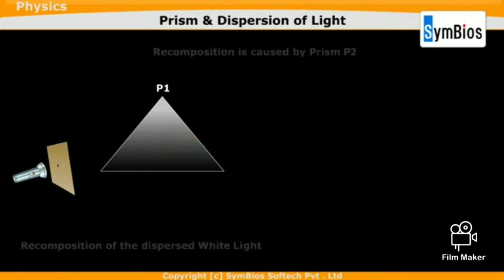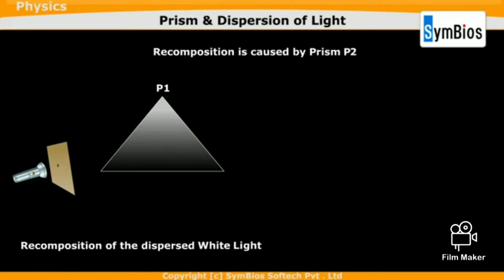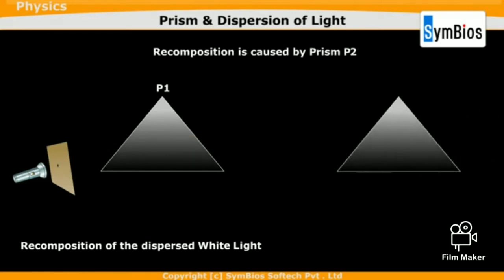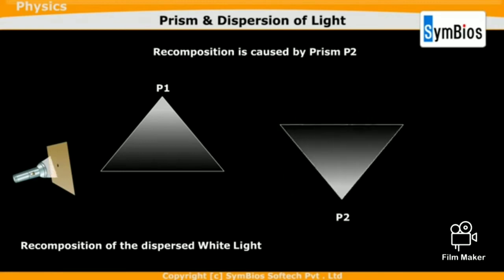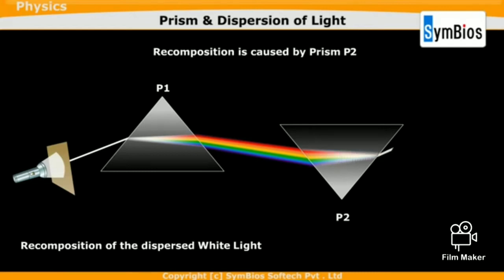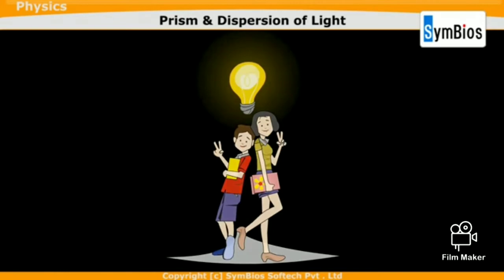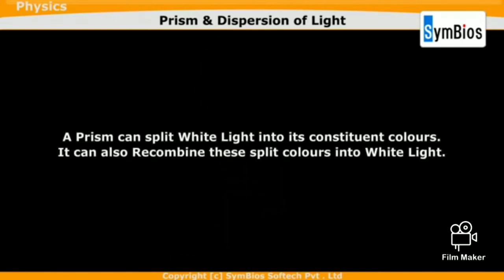Now place another prism between the first prism and the screen. The second prism should be placed in opposite direction to the first prism. When the dispersed light of the first prism flows through the second prism, it gives out a white light on the screen. From this experiment, you have understood that the prism can be used to split the light and the same can be used to combine the split lights.